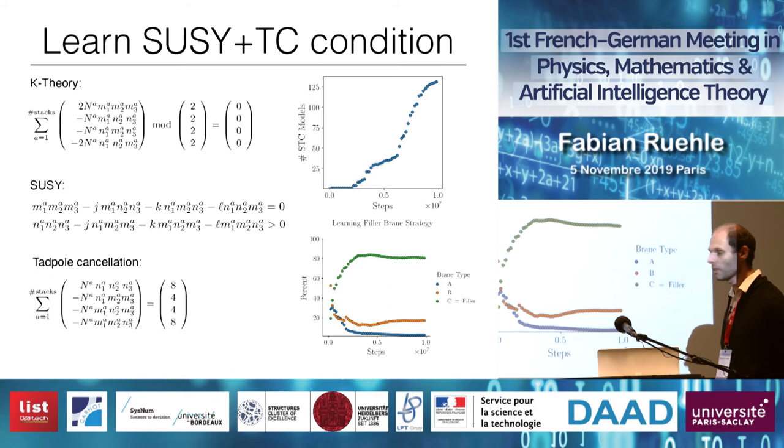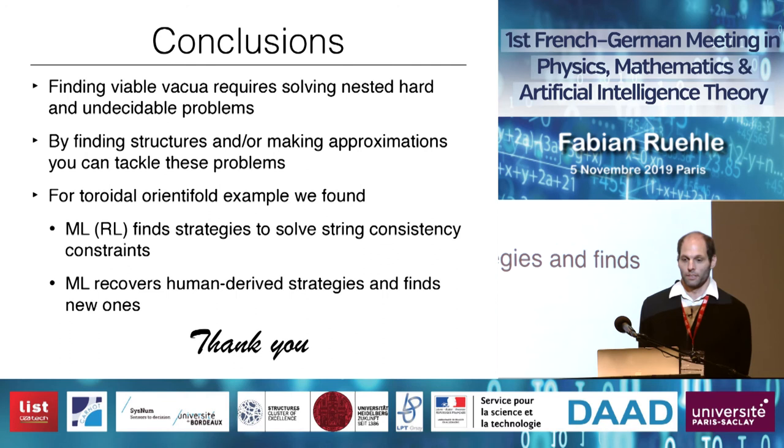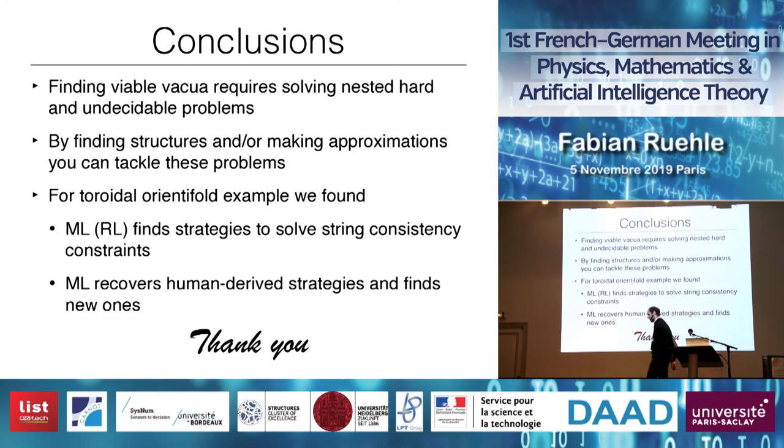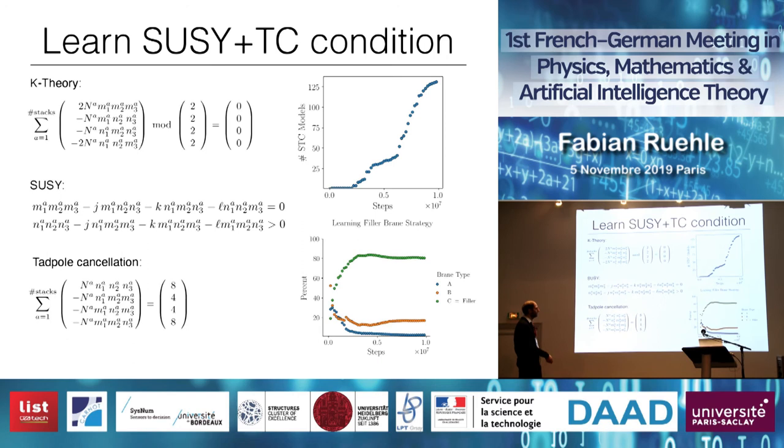Finding viable vacua in string theory requires solving nested, hard, and undecidable problems. And we can actually do this, despite the fact that it's NP-hard or even undecidable, by using neural networks that make approximations or find some structure in your equations, like the agent did here. Find some structure in the vacuum and then exploit this in order to come up with a solution strategy.